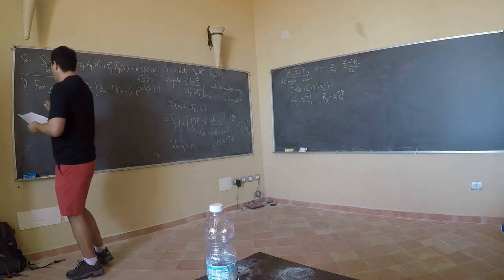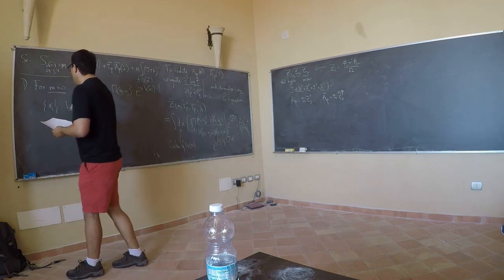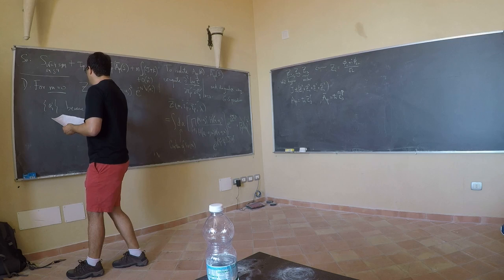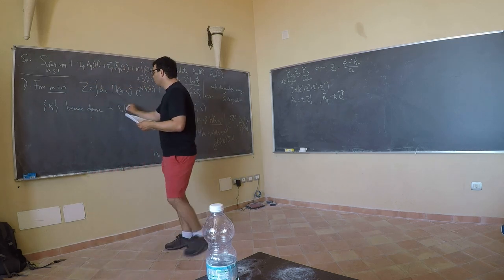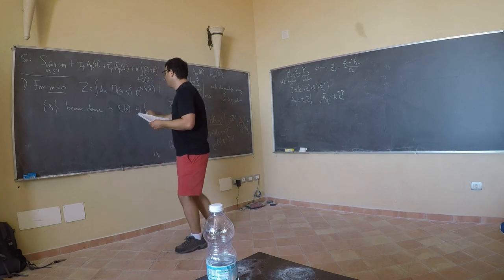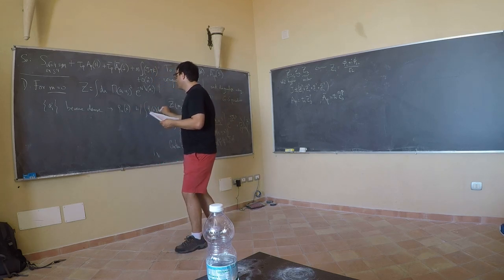Roughly, the idea is that at large N, these ai become dense. So there's some eigenvalue density that I call rho 0 of x, normalized such that rho 0 integrated is equal to 1.